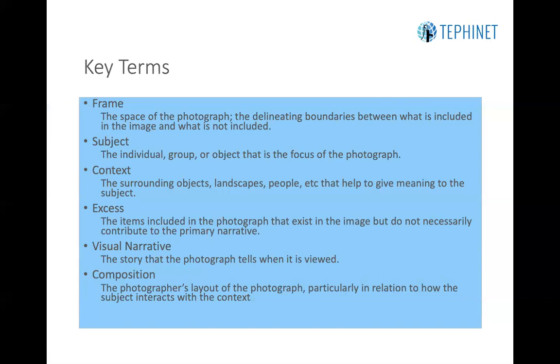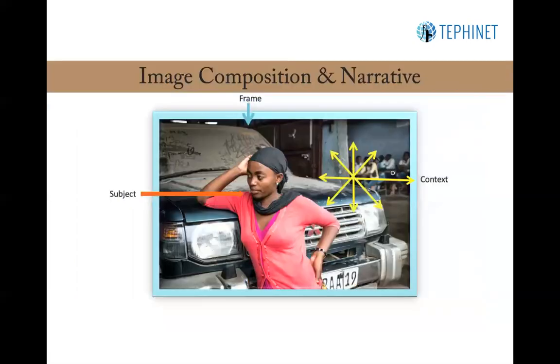Another of the key terms is the visual narrative, and that is the story that the photograph tells when it is viewed. And it is the story that the photographer intends the photograph to tell when it's photographed, and those two are not necessarily always the same. And then composition. The composition is the photographer's layout of the photograph, particularly in relation to how the subject interacts with the context and how the subject is featured within the frame. Now that I've given you all of those terms, we'll take a look at an image and think through them.